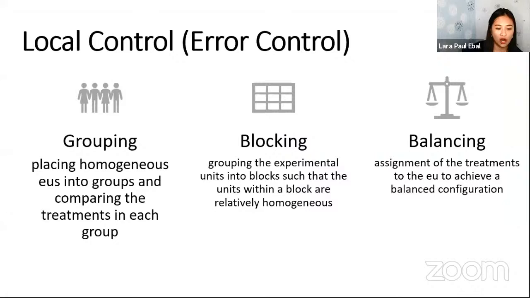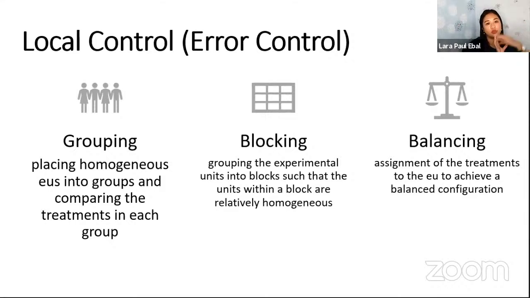So what are these grouping, blocking, and balancing? So grouping is placing the homogeneous experimental units into groups and comparing the treatments in each group. Okay, as you can imagine, we try to have these experimental units.